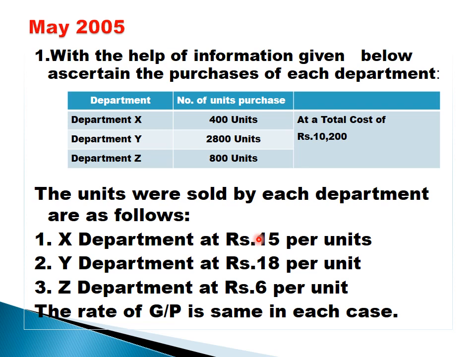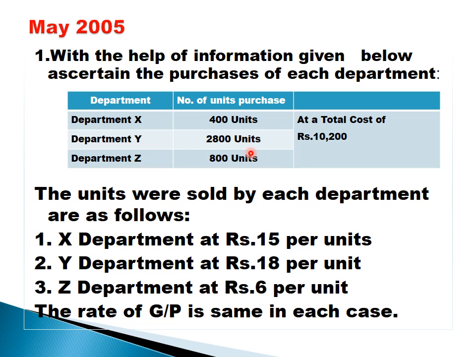So students, how do you approach this problem? First, what should we find? We should find the purchase of each department. For that there is a formula. Purchase is equal to sale minus profit. Remove the profit from the sale, you get purchase. Therefore, the purchase formula is sale minus profit.